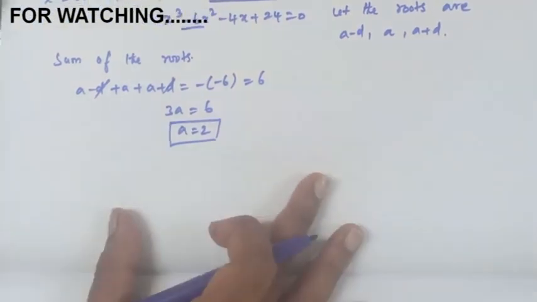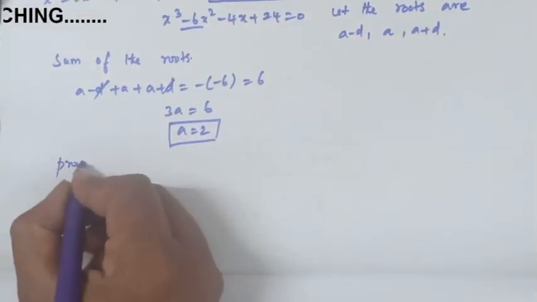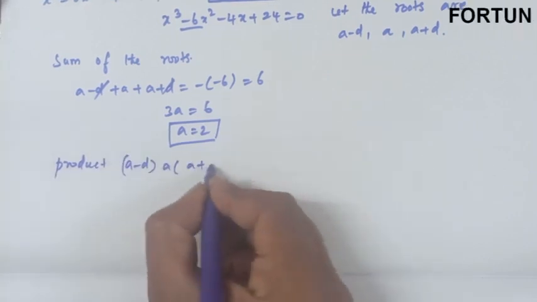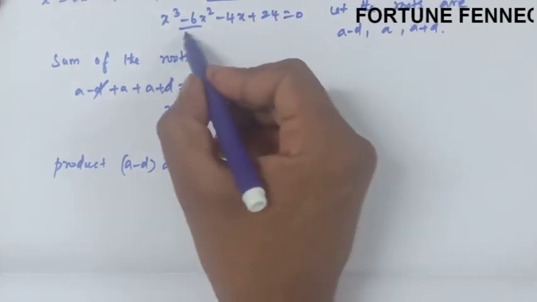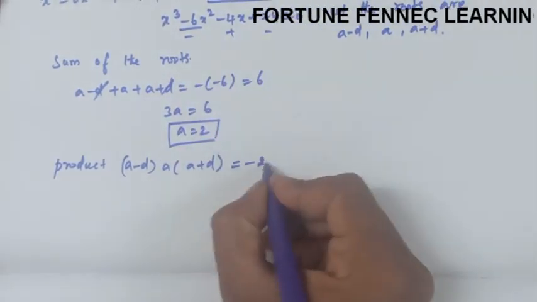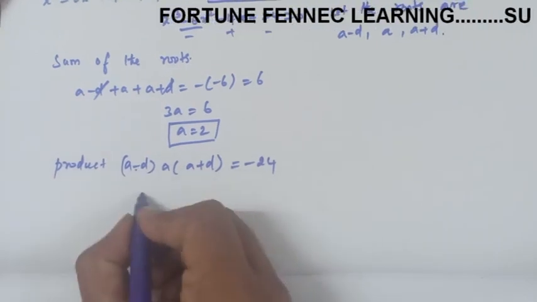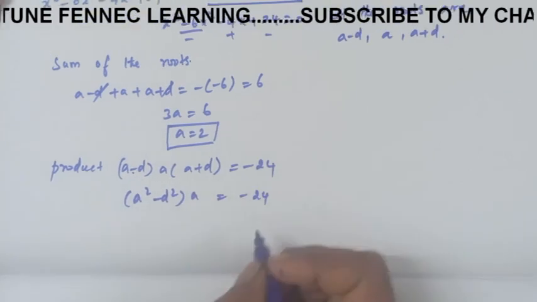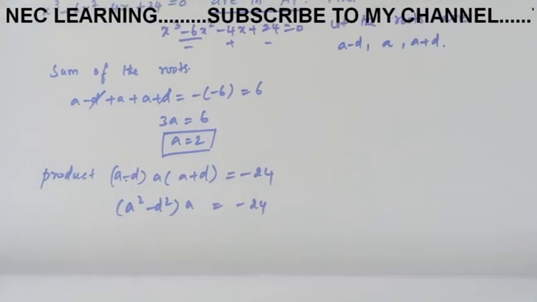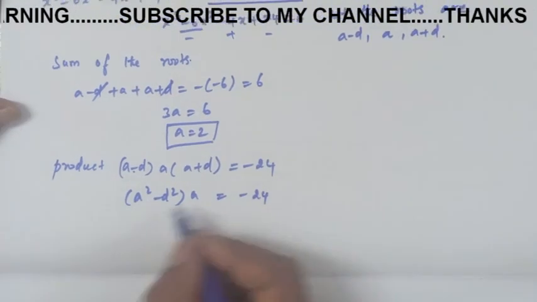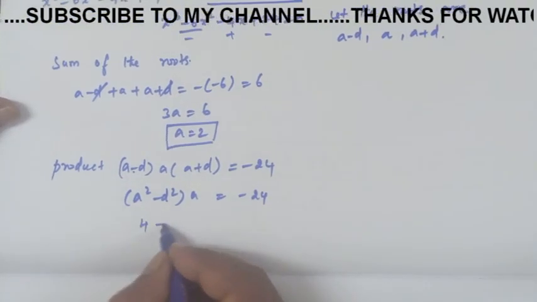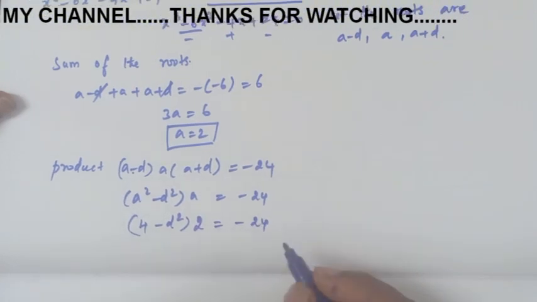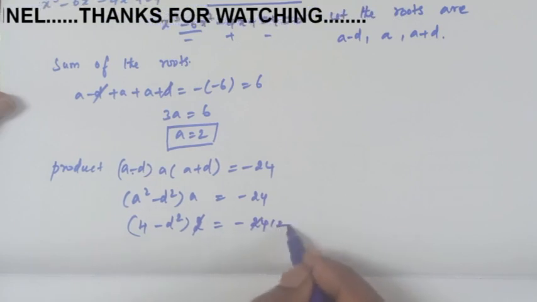Next, product of the roots: a minus d into a into a plus d is equal to the product of the roots, minus into minus 24. Multiplying these, a square minus d square into a is equal to minus 24. Substitute the value of a: the value of a is 2, so 4 minus d square into 2 is equal to minus 24. Cancelling, we get 12.